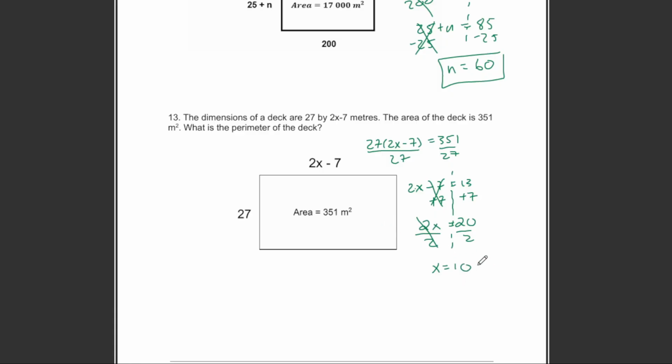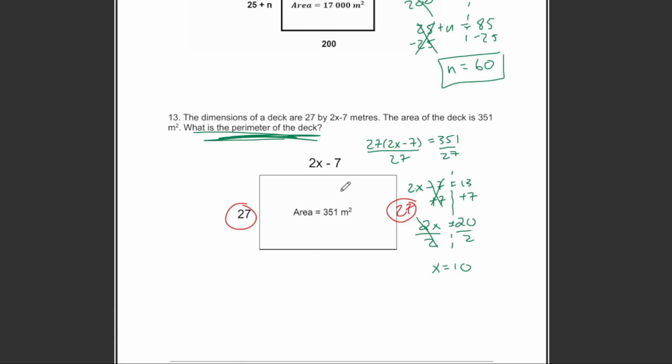Okay, so I know x is equal to 10, but the question is asking what is the perimeter of the deck? Okay, it's not asking for x, it's asking for the perimeter. So how do I find the perimeter? I know the perimeter is the length around the shape. So basically, I know this is 27, that's good. I know this is 27, that's good. But I don't have these two lengths.